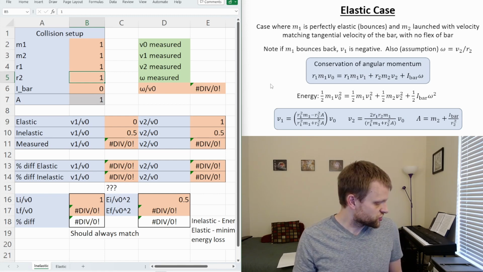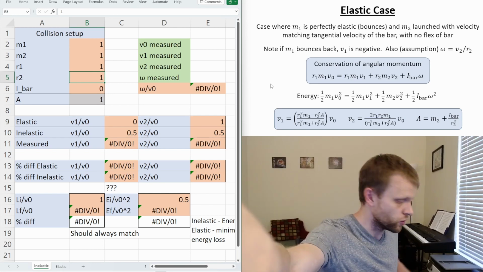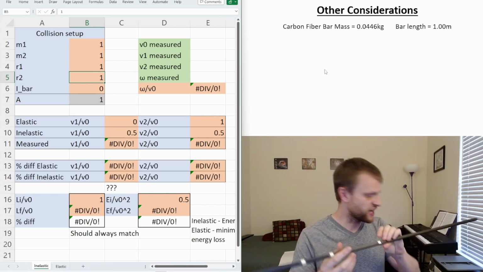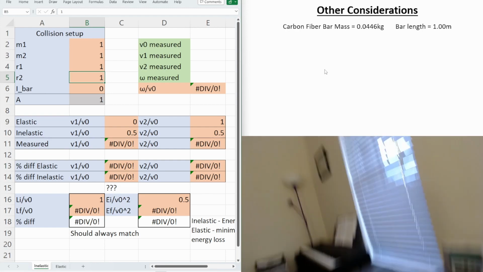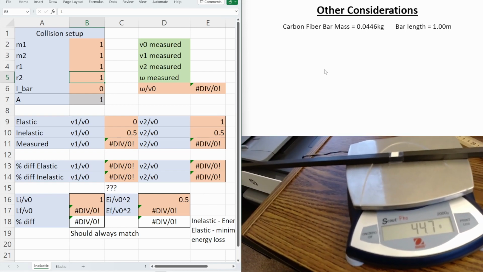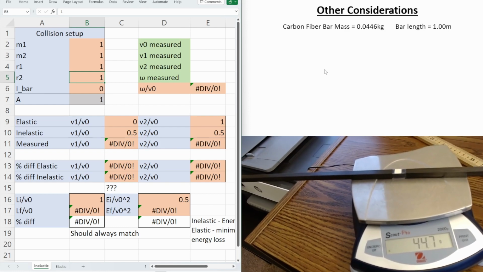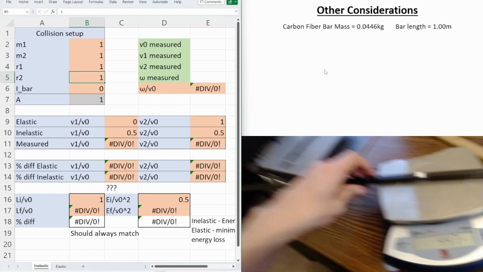So now let's quickly look at the properties of the bar that I'm going to be using. This carbon fiber bar has a mass of 44.6 grams, so let's double check that. I've got my scale here, put that on top. Okay, looks like it got 0.1 grams since I weighed it last, but again, around 44.6 grams.